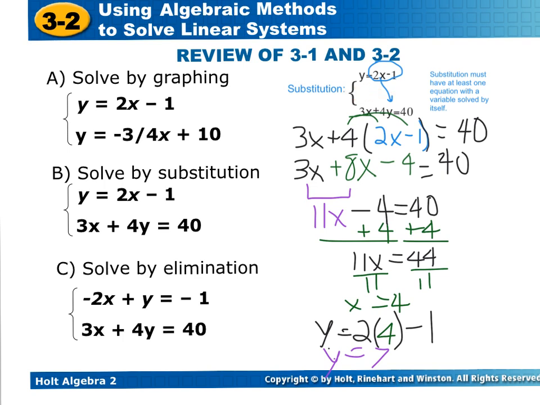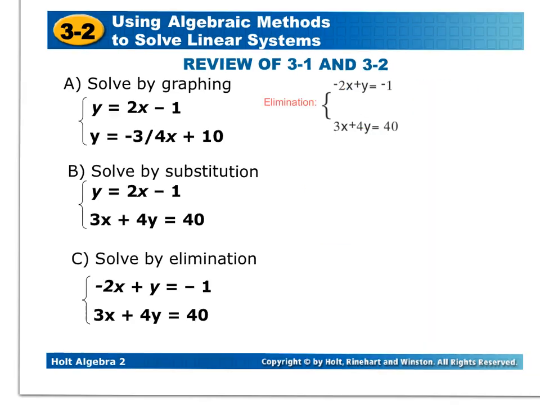Thus, we can make the statement that x is equal to 4 and y is equal to 7, and that works for both equations. So this is our answer. On this slide, we'll use elimination to solve the problem. You must have both a positive and negative coefficient of the same variable.